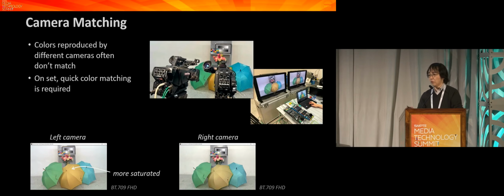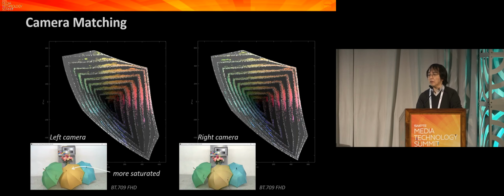And this shows the Gamut ring scope results, and the scope manifests the difference of the yellow saturation between the two cameras.